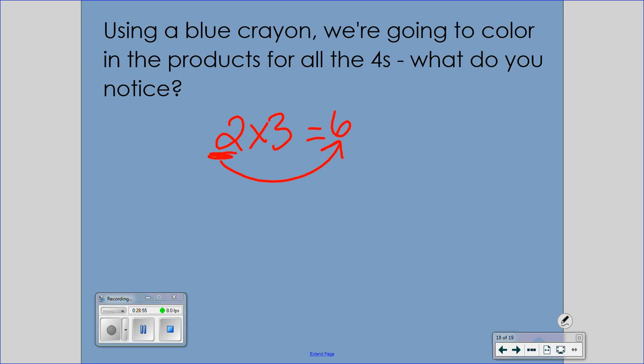When we take the same factor, but instead of multiplying it by 2, we multiply it by 4, we're going to double that double. So 4 times 3 is going to be what, Mason? 12. For 2s, you double. For 4s, you double double. You don't fourth double, you just double double. Not gobble gobble, double double. So let's try another one.